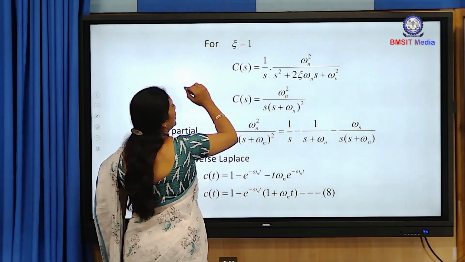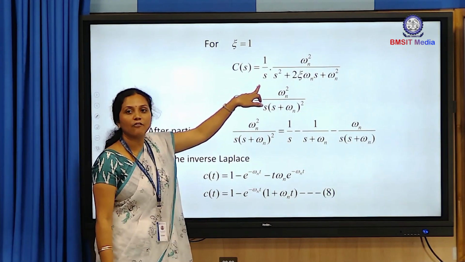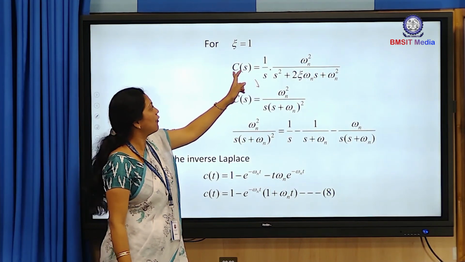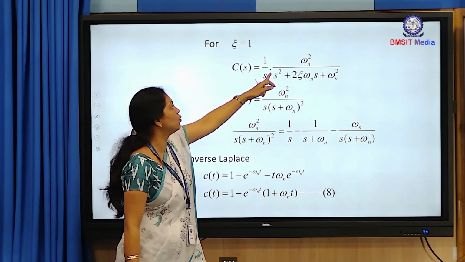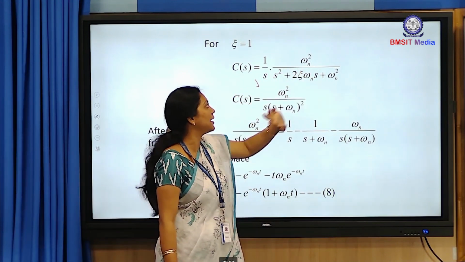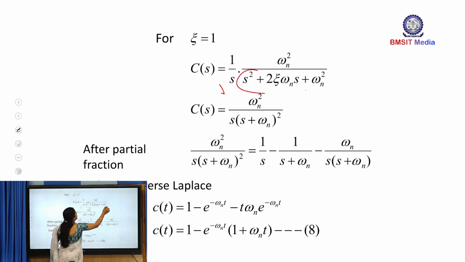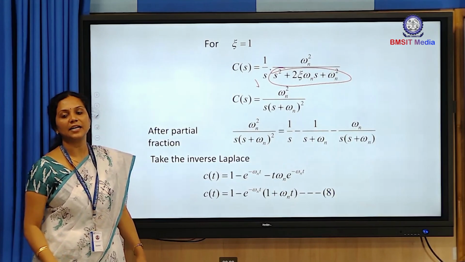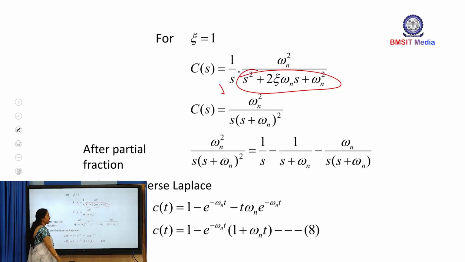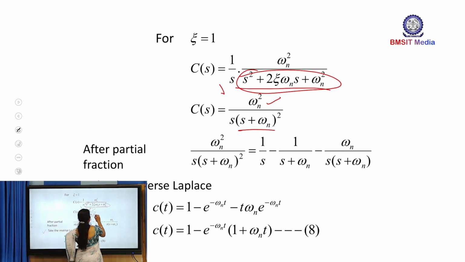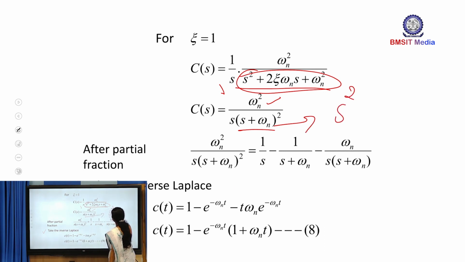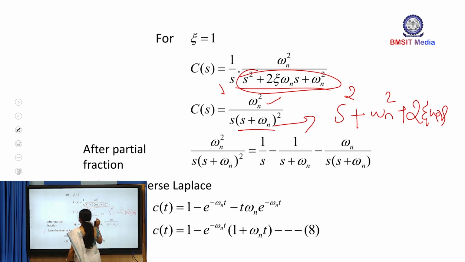Now for zeta equivalent to 1, again, let us recall our equation. What was our original equation? Our original equation was 1 by s into omega n square by s square plus 2 zeta omega n s plus omega n square. Now what is this denominator? This denominator, as we previously did, is nothing but an a plus b the whole square expansion. Therefore, omega n square divided by s into this, I will be writing in the form of s plus omega n the whole square. So if I just expand this, a square is nothing but s square, b square is nothing but omega n square, plus 2ab is nothing but 2 zeta omega n into s.